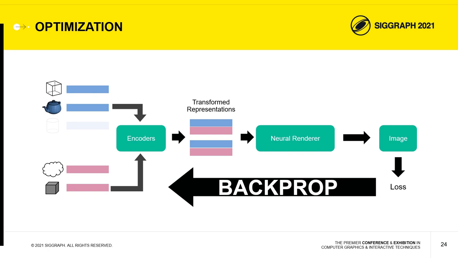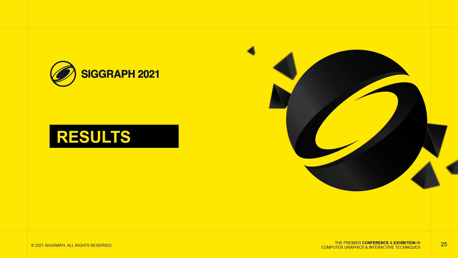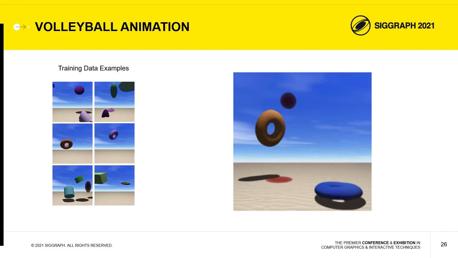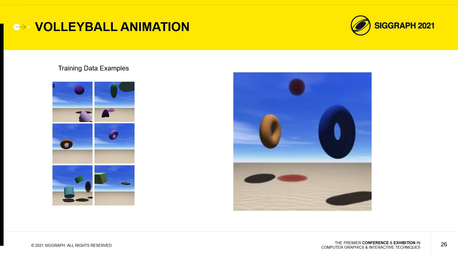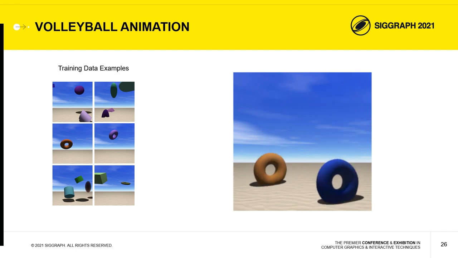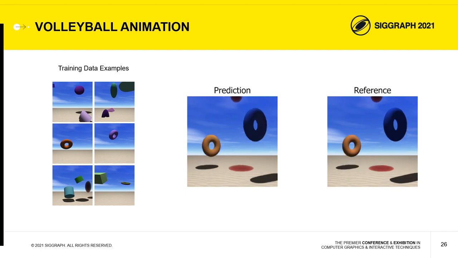Now, before we look at the results, I want to first say that the following results are animations that were generated by a representation and the streaming renderer, simply by changing the dataset. And there was nothing resembling an animation in any of the training data, just random scenes. So let's now look at the results. Here we trained a network on randomly transformed objects with this sandy beach ground plane and blue sky background. Then after training we can render animations such as this one with two tori playing volleyball with a volumetric sphere.